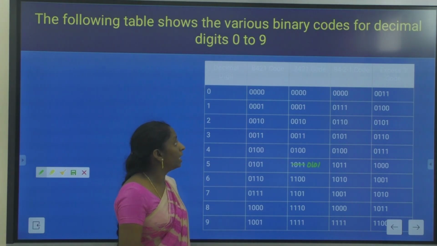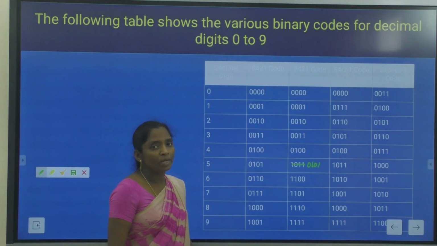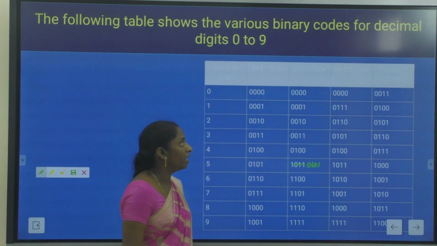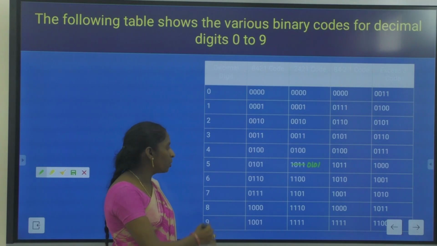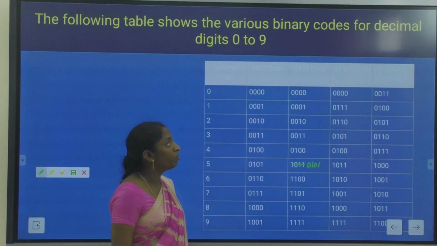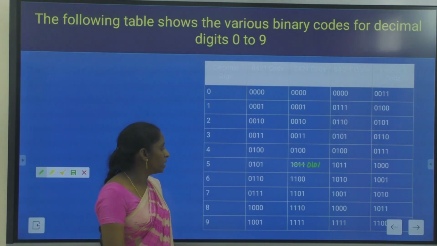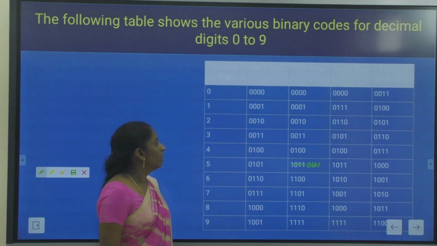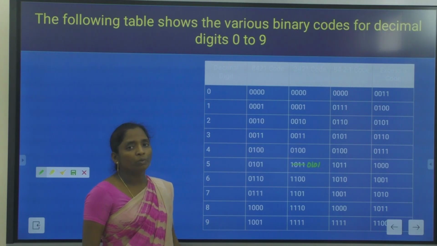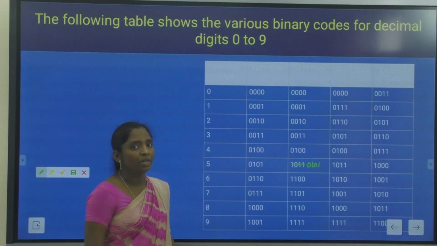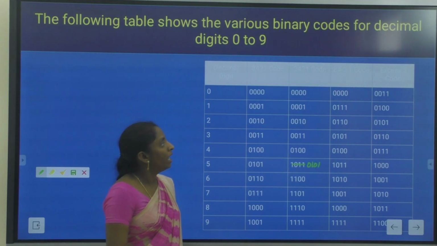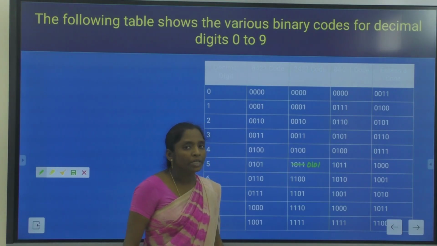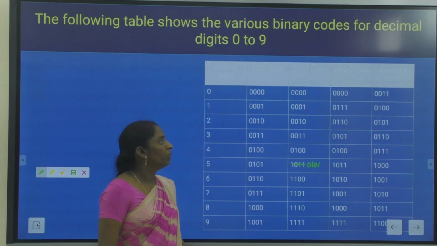To represent 8, that is 2 plus 4 plus 2, so these positions are 1 and the remaining is 0. And to represent 9, that is 2 plus 4 plus 2 plus 1, so all positions are 1. So this is the 2421 code. It is also a weighted code. And next one is the 8 4 minus 2 minus 1 code.